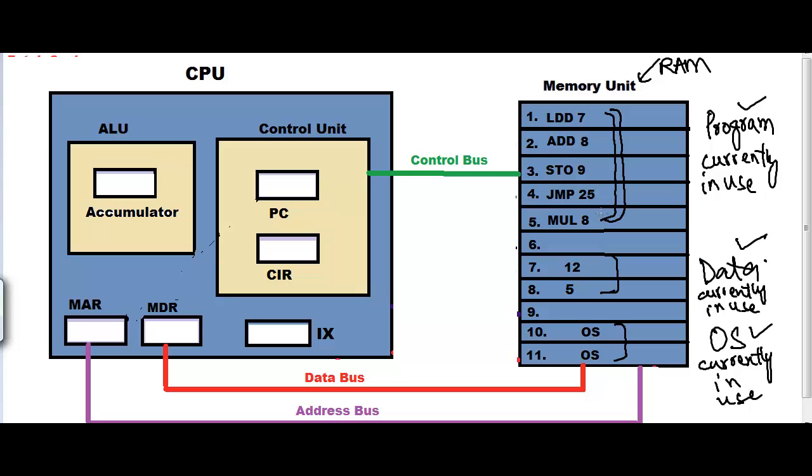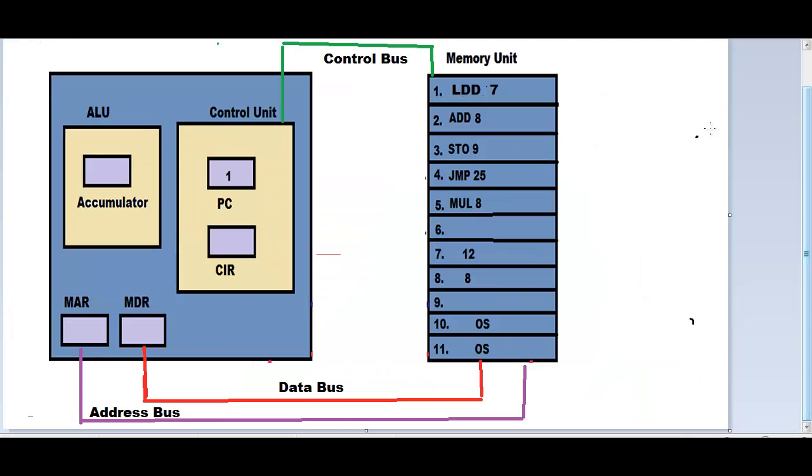Let's take a look at how this works. How is this program executed? The program counter holds the address of the next instruction that is to be fetched into the CPU, and in this case that instruction is lying at location number 1 in the main memory. So the program counter holds the value 1 pointing to this instruction. When the next clock cycle comes, the program counter value is copied into the MAR. So the MAR now holds the value 1.